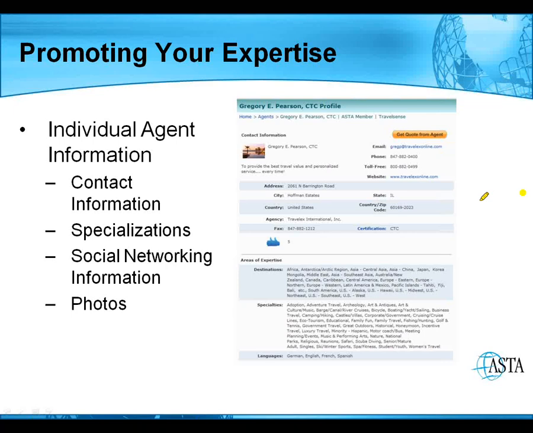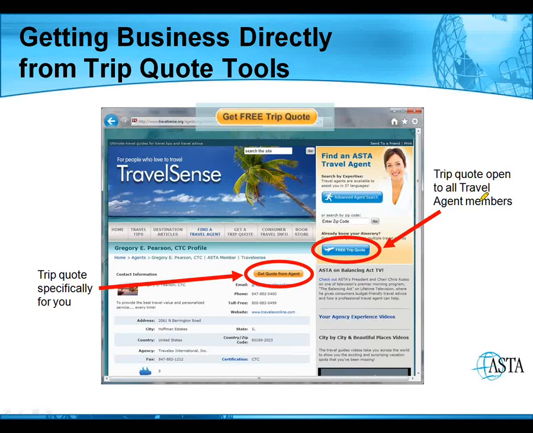as their agent. Also, your profile gives consumers multiple ways to contact you, either directly with the contact information listed at the top of your profile, through your social networking information located at the bottom of your profile, or by requesting a quote from you through the Trip Quote tools. There are actually two options for consumers to use the Trip Quote tools. They can either request a Trip Quote directly from you, an agent, by clicking in this area here, or request a Trip Quote from all travel agent members by using the link over on this side.